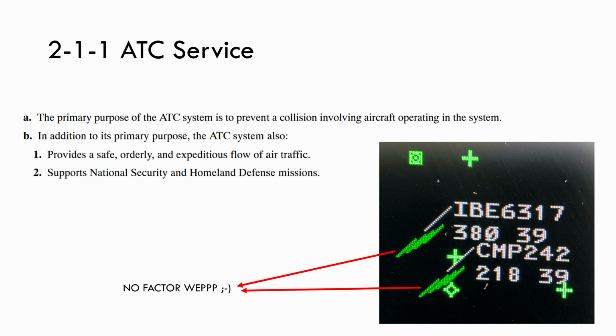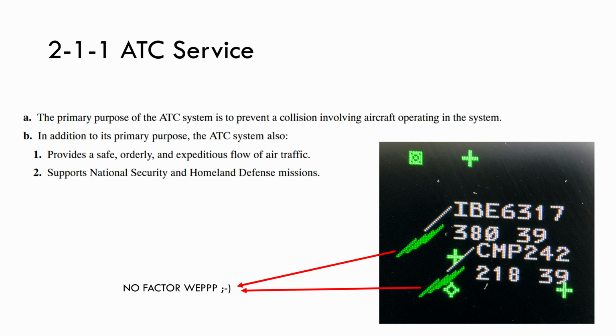Subparagraph B reads, in addition to its primary purpose, the ATC system also: 1. Provides a safe, orderly, and expeditious flow of air traffic. We alluded to this in the title slide. Everything that you have learned about your facility, everything you've learned about San Juan CERAP, when you study your LOAs, whenever you study your SOP, when you know what aircraft need, they need to be climbed, descended, crossing restrictions, VFR advisories, other services, everything else that you have come to know and what are characteristics and inherent to our individual facility, all of that stuff falls under number 1.